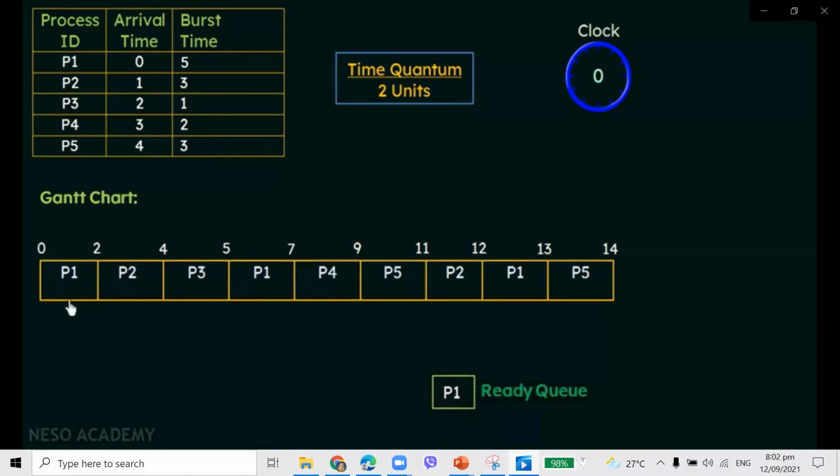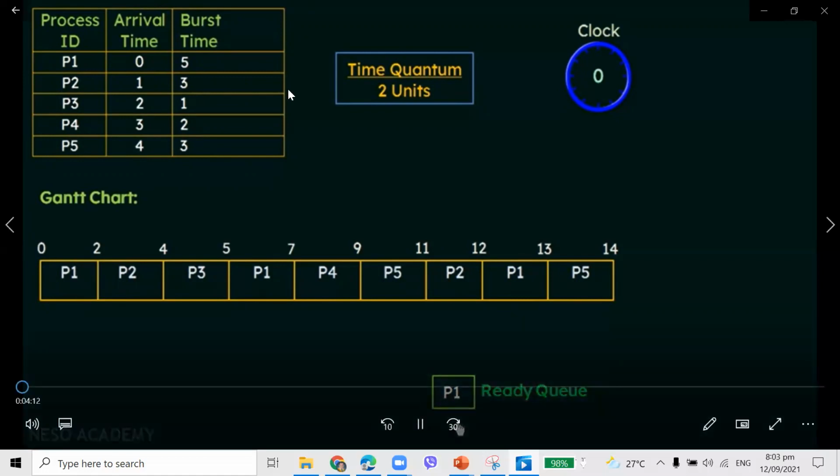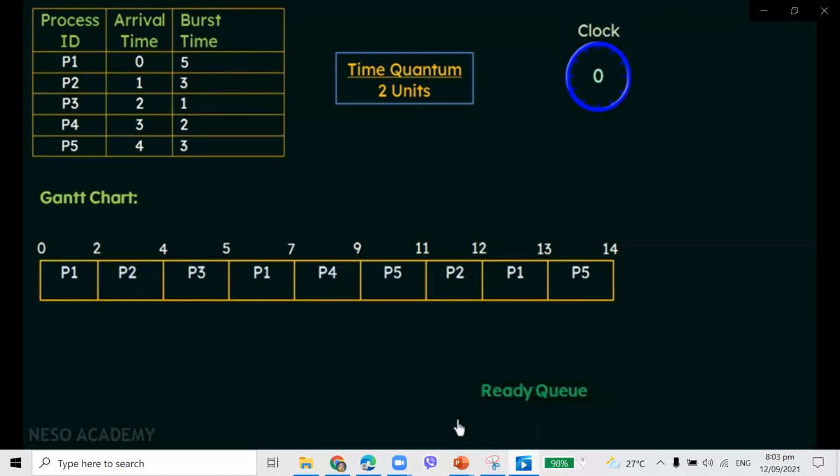So P1 now comes to our Gantt chart, which shows that it got the CPU and has begun its execution. We can remove P1 from the ready queue, because processes are in the ready queue only when they are waiting for the CPU. Once they get the CPU, they will not be in the ready queue anymore. So P1 is removed from the ready queue and is now continuing its execution in the CPU. Now let's see what will happen next. Here we were at time 0. Now let's go to the next unit of time, which is time 1. Let's see what happens at time 1.